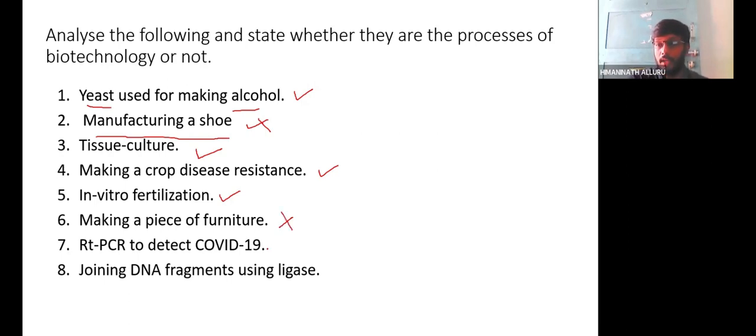RT-PCR, we can even implement the current situation. During the COVID-19 test, we are using RT-PCR. Though they don't know about PCR in general, most of the students will know what RT-PCR is. So we can ask whether RT-PCR will come under biotechnology or not. Definitely, yes, it will come under biotechnology.